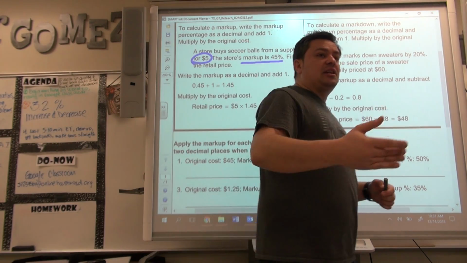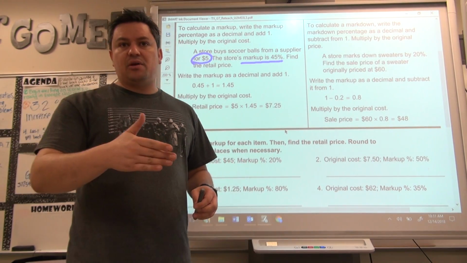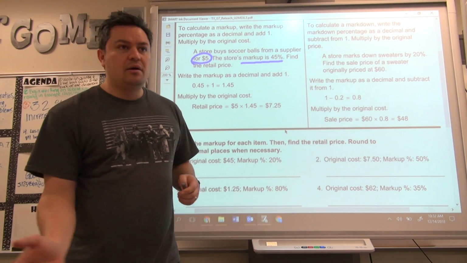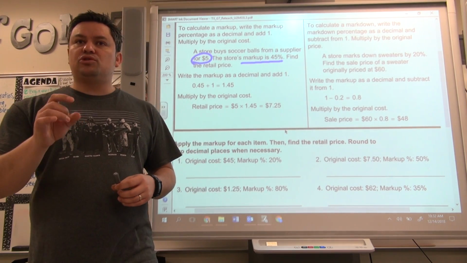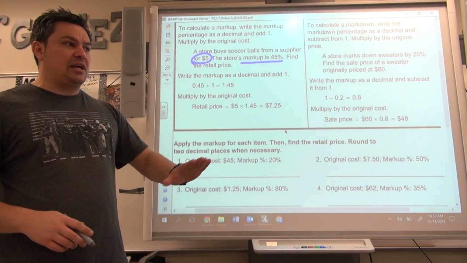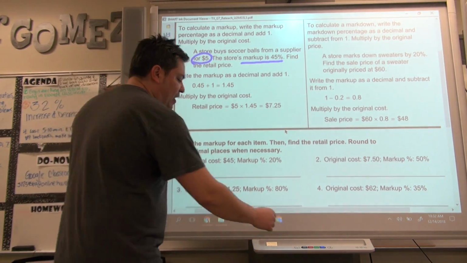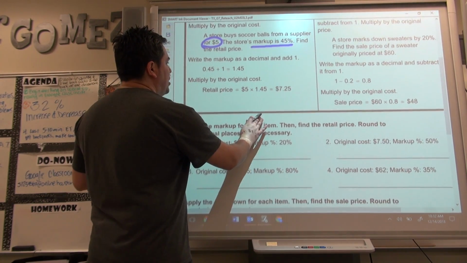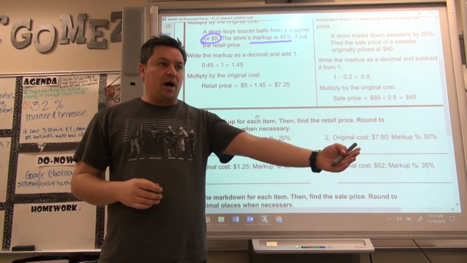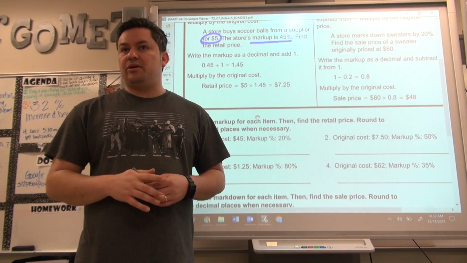Again, we're dealing with percentages. We've been doing this throughout the whole semester, right? Every time we have a percent, we have to convert the percent into a decimal. Always just move the decimal 2 places to the left, and that's it. Or it's basically divided by 100. So in this case, to find a markup, this is what you have to do. Convert the percent into a decimal, add 1 to it, and then just multiply by whatever the original amount is.